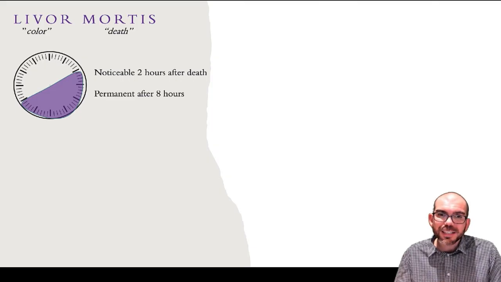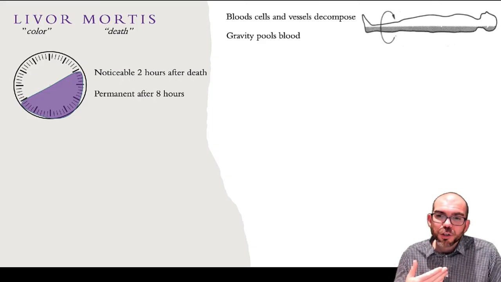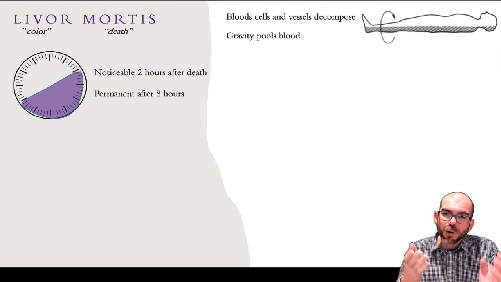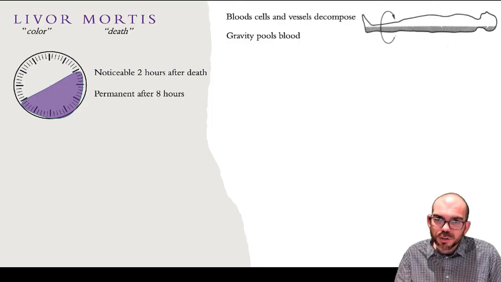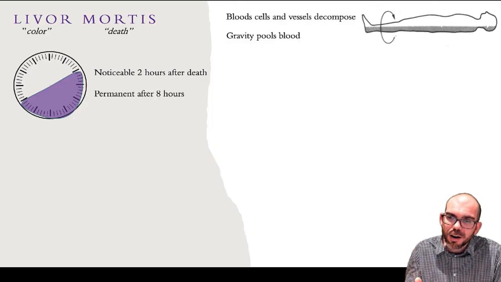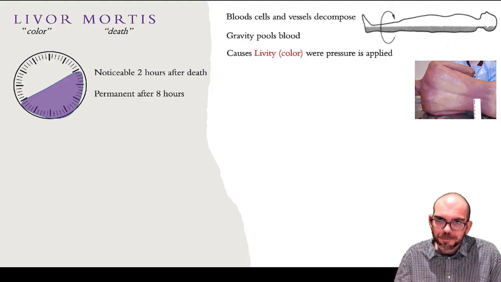Our next phase is livor mortis. Livor means color. This one is noticeable 2 hours after death and permanent after 8. Livor refers to the color that forms from the pools of blood that gravity pulls down on whatever surface that body is on. As those blood cells and vessels decompose, gravity pulls the blood there and a color develops. This color is referred to as lividity.